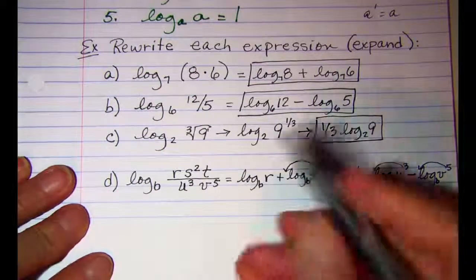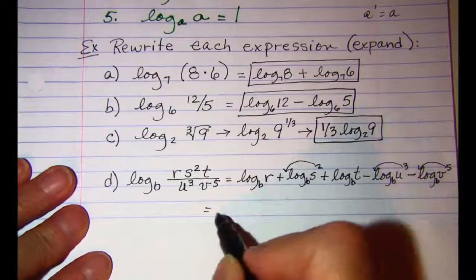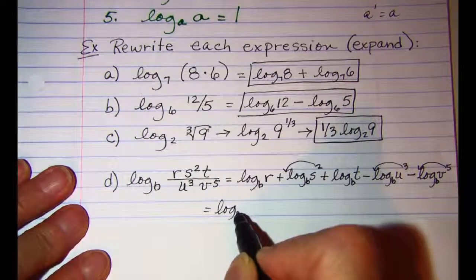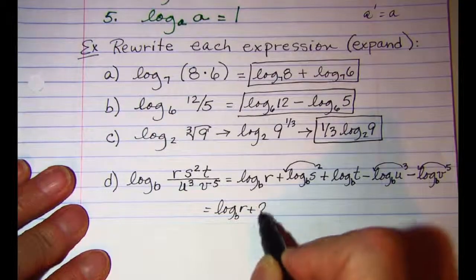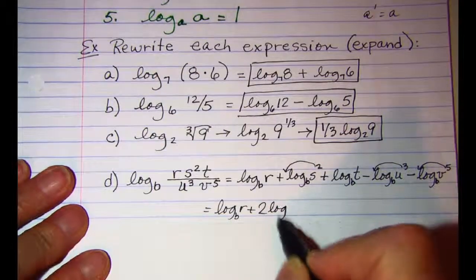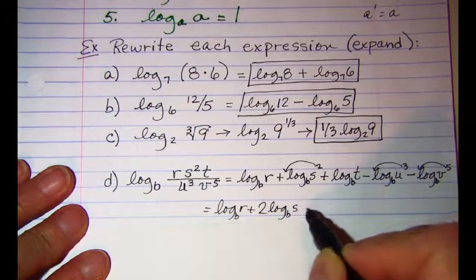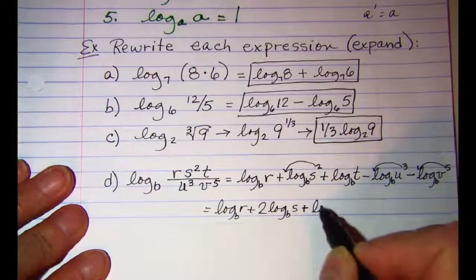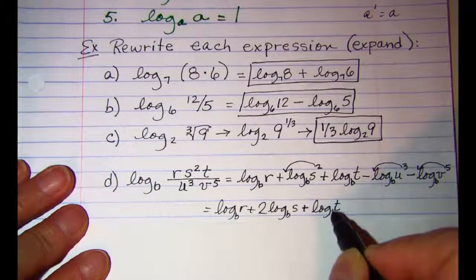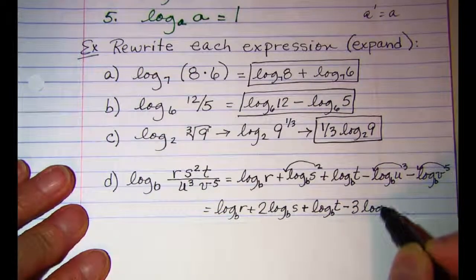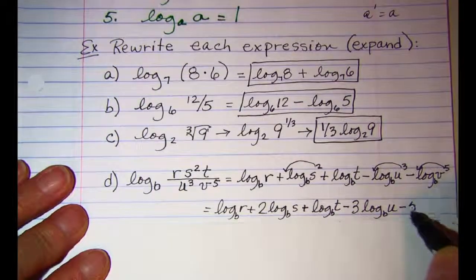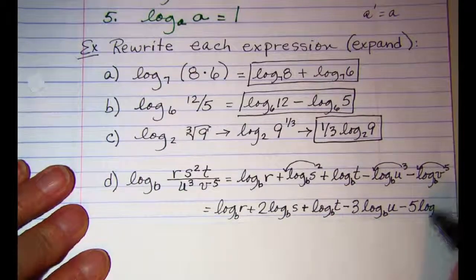And so my final answer on this one is the log of r base b plus 2 times the log of s base b plus the log of t base b minus 3 times the log of u base b minus 5 times the log of v base b.